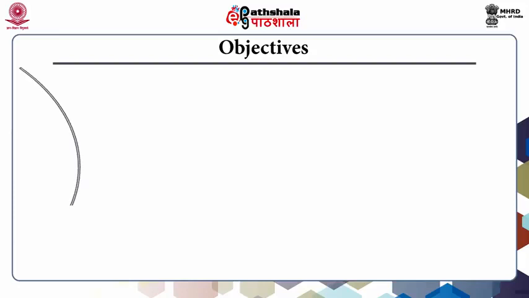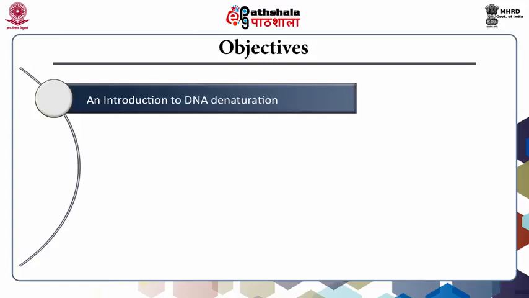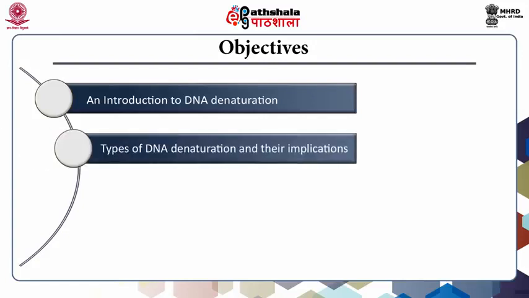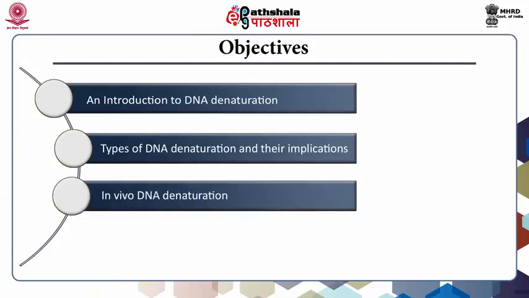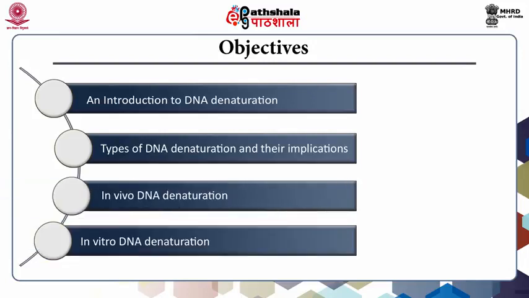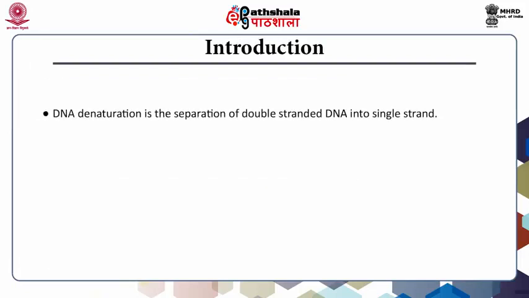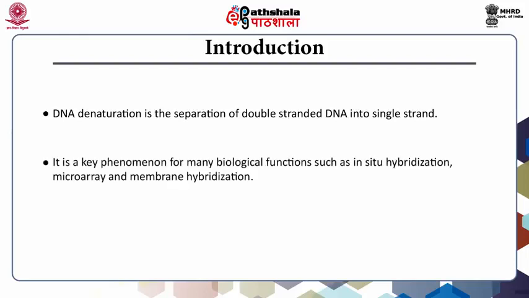In this lecture, we will understand what is DNA denaturation, how many types of denaturations are there, in vivo denaturation, in vitro denaturation, and the implications of DNA denaturation. DNA denaturation is the separation of double stranded DNA into single strands. It is a key phenomenon in many biological functions such as in situ hybridization, microarray, and membrane hybridization. In the cell also, it has its own relevance.